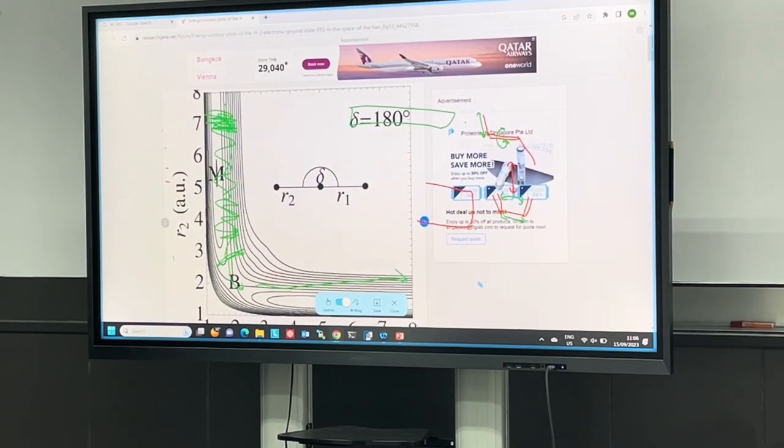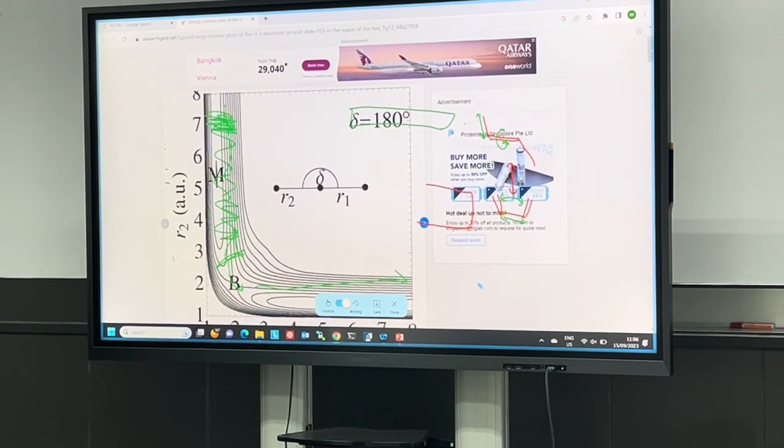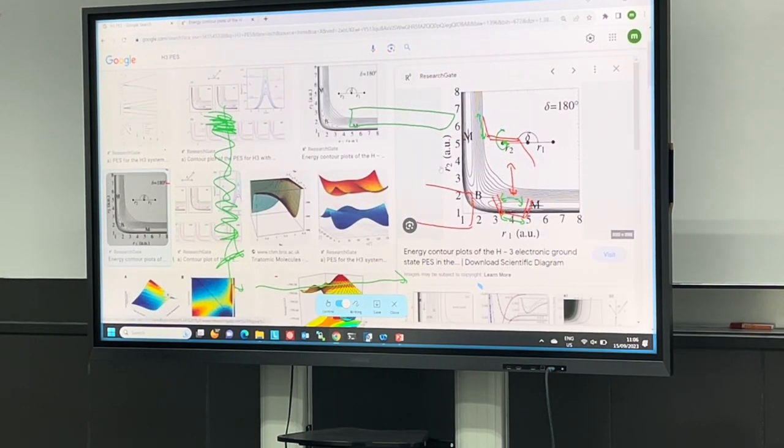So this was historically the first reaction that was investigated in very much detail. So you have seen the collection of pictures that was there. They are all examples of exactly the thing that we showed you today.